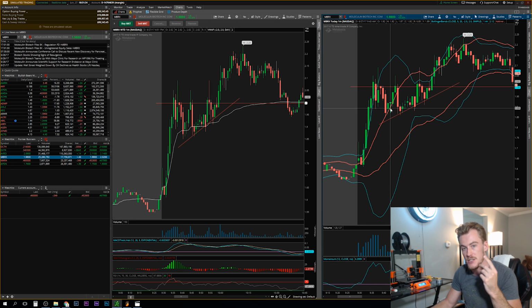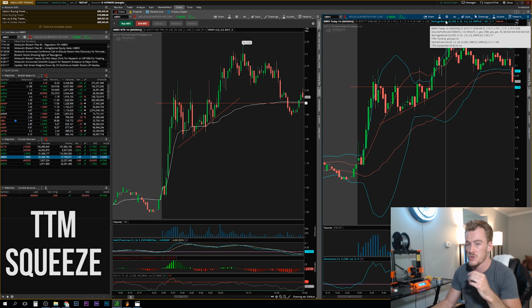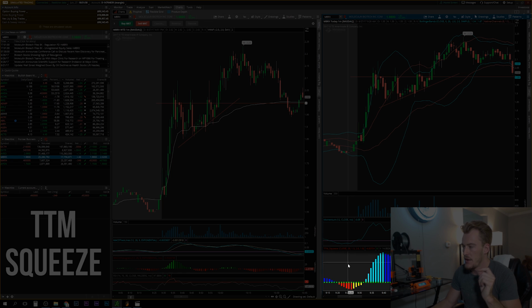All three of these things, the momentum, the Bollinger Bands, and the Keltner Bands, are actually combined into what I'm going to show you now, the TTM Squeeze. So you don't have to use any of these three that I just showed you, because this one will show them to you all. Now, let's look at this as it is.